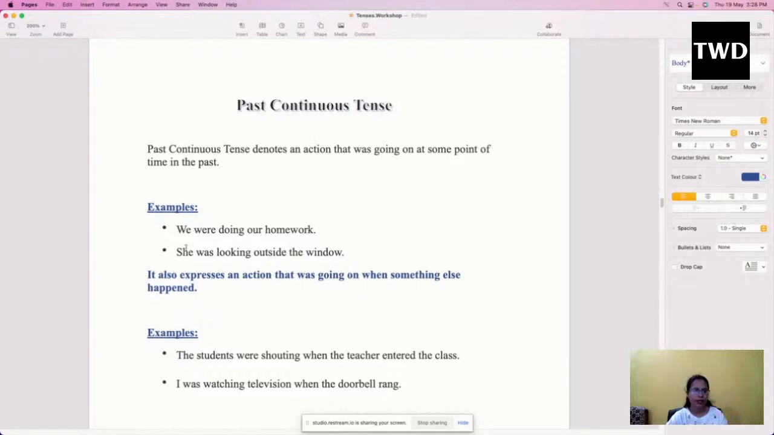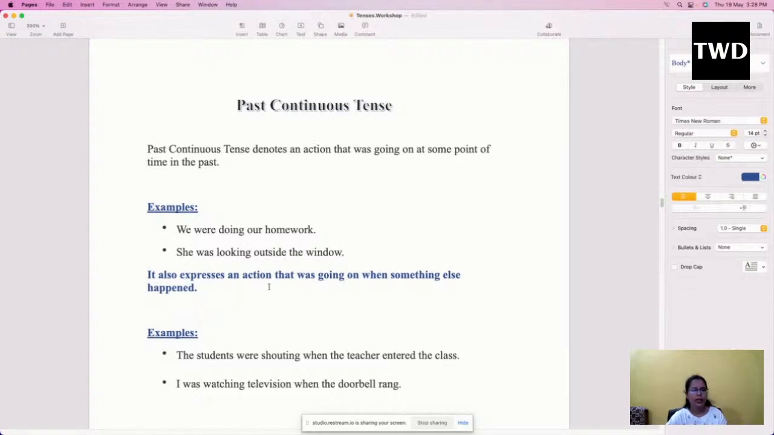Yes, we were doing our homework. So maybe yesterday night we were doing our homework. She was looking outside the window. Have you seen small kids? Always they keep on complaining about somebody or the other. Then what they will say to their teacher if somebody was looking at the window before the teacher looked at her? She was looking outside the window. Means a few minutes back she was continuously looking outside the window.